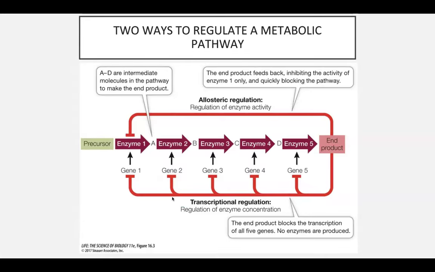However, transcriptional regulation blocks the regulation of enzyme concentration at each individual point. So transcription regulation blocks the transcription of each individual gene, which then creates each individual enzyme. And then because it blocks the transcription of all 5 genes, no enzymes are produced, no end product. So although transcriptional regulation is slower, it helps make sure that it's more fine-tuned for each specific enzyme. So allosteric regulation is very quick. Transcriptional regulation is slower, but it looks at each individual gene, each individual enzyme.